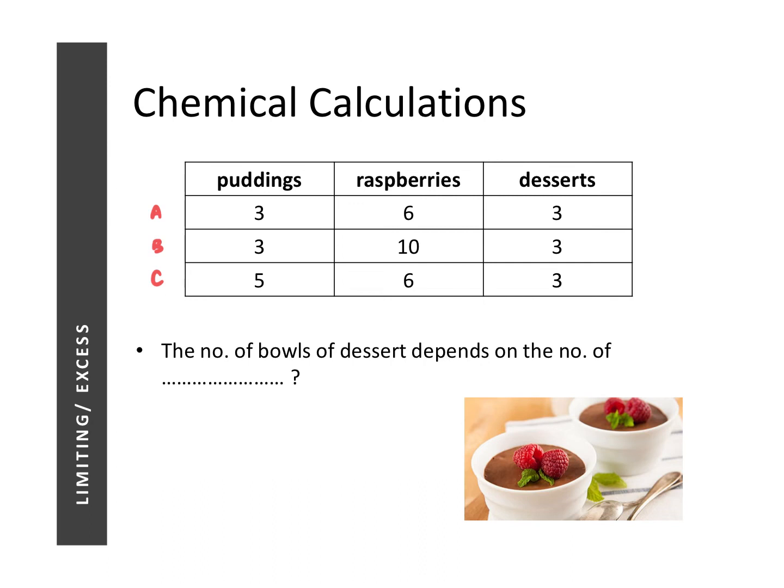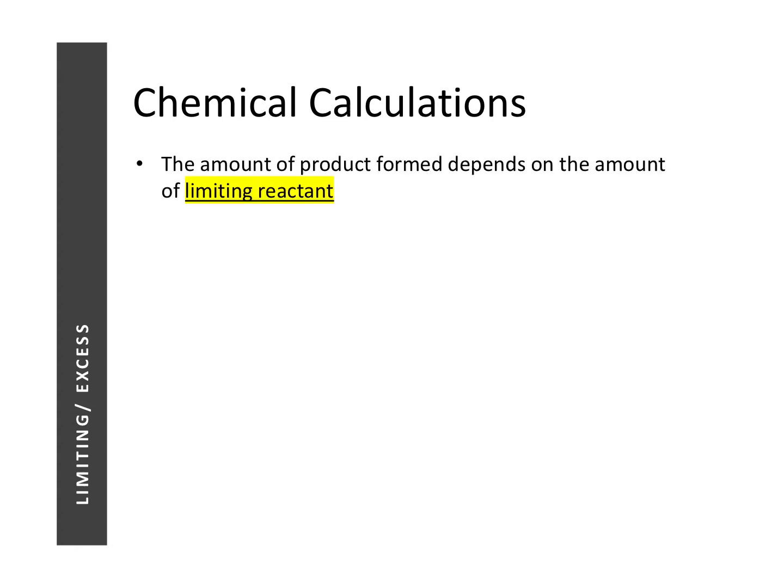Now, from this, I hope you can tell that it is not always the puddings, it's not always the raspberries, but it depends on whatever is limiting. So the number of bowls of dessert depends on the number of limiting reactant, which in this case means either the pudding or your raspberries. This is a very important concept to remember because in a chemical reaction, if you are asked to find the amount of product formed, it depends on the amount of the limiting reactant.